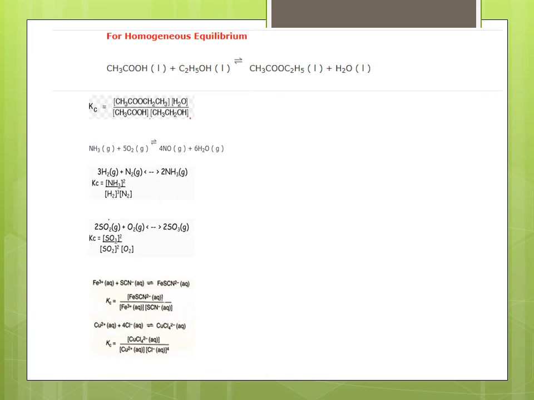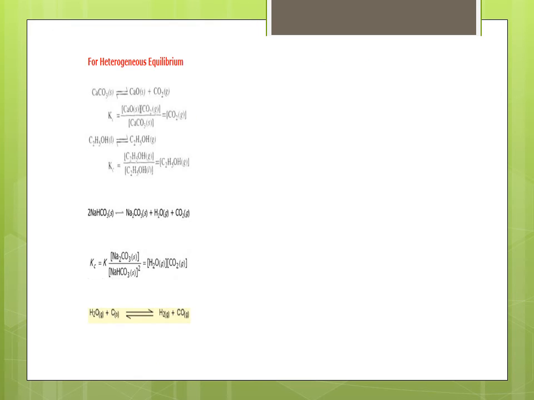Now start with one more example. NH3 plus 5O2 gives 4NO and 6 water. And lots of examples are there. Let us find out Kc for this. NH3 molar concentration squared divided by H2 cubed and N2. Similarly, you can solve other examples which are shown on the screen.